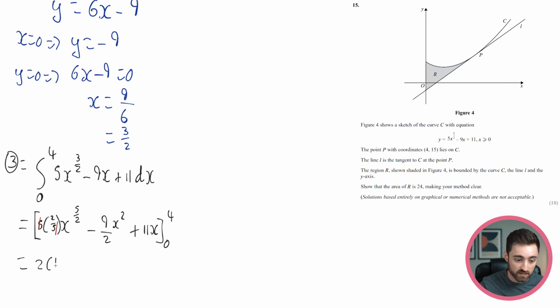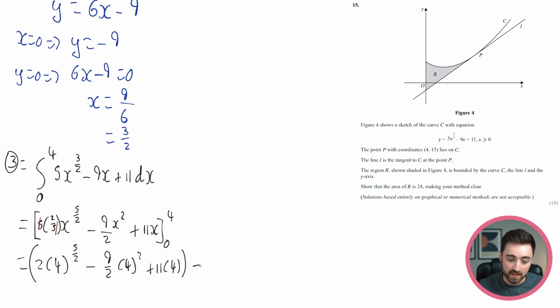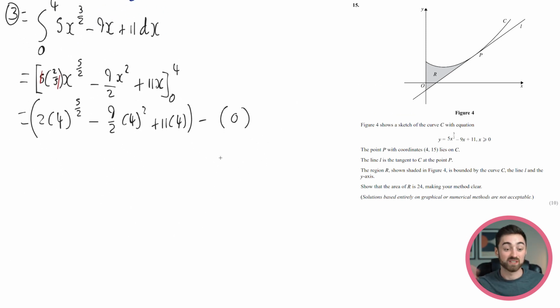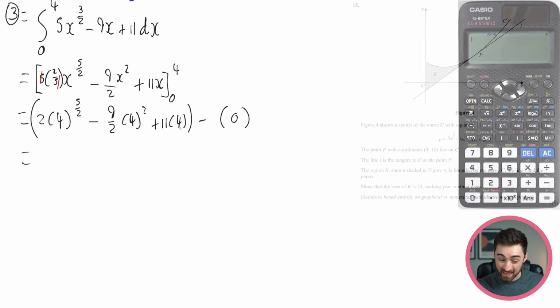So, 2 times 4 to the 5 over 2 minus 9 over 2 times 4 squared plus 11 times 4. Now, I'm going to have a bracket here that I get from subbing in 0 to everything. But look, these are all polynomial terms. This is going to go to 0, this is going to go to 0, and this is going to go to 0. So that whole bracket goes to 0, which is the great thing about integrating polynomials when 0 is one of the limits. So I want to work this thing out, and then I think I'm close.